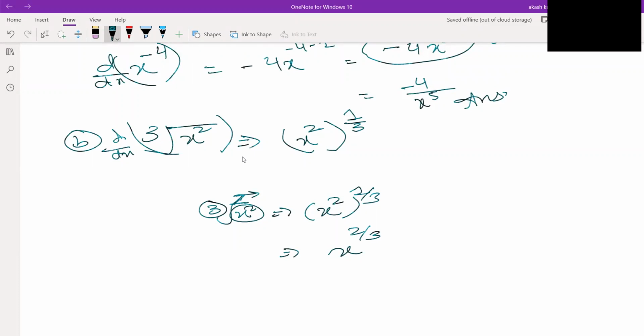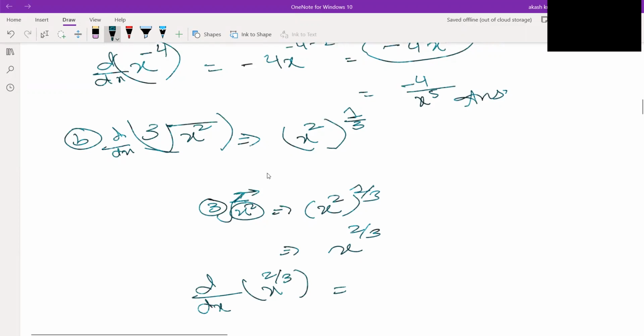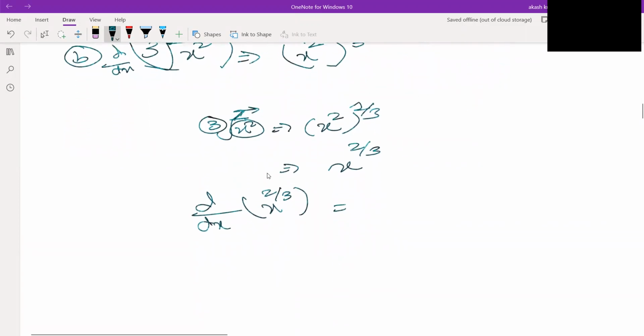So is it easy for us now to find the derivative of x raised to the power 2 by 3? Yes, we can do it the same way as we did earlier, using the power rule. So the power first, and then x, and then we do -1 from the power.